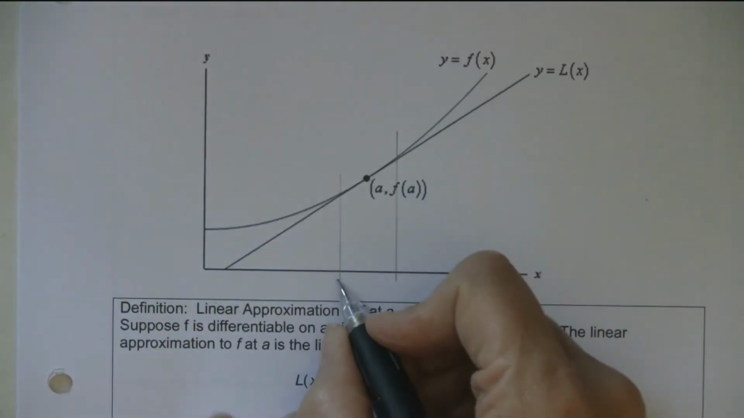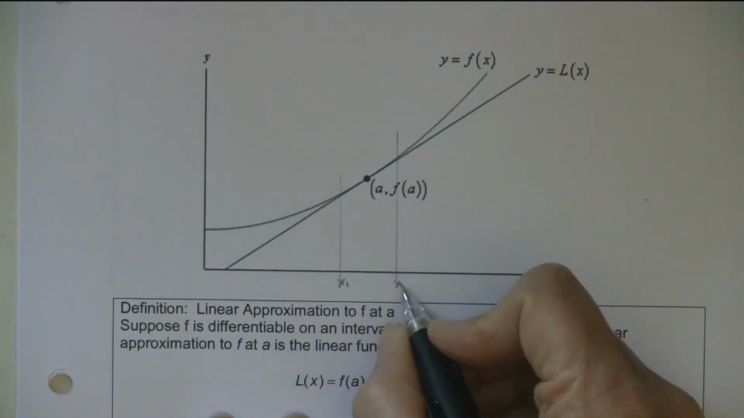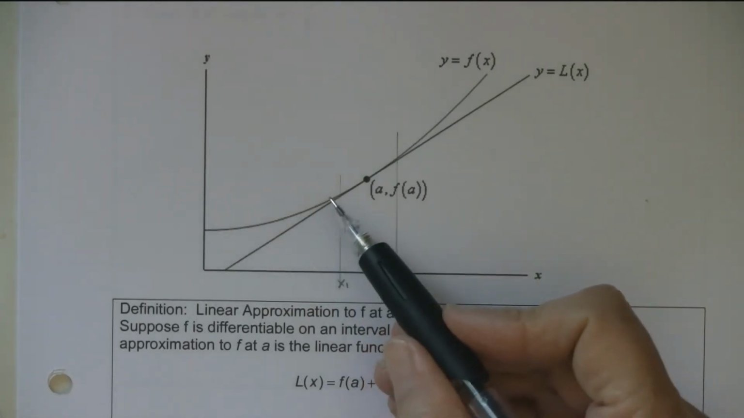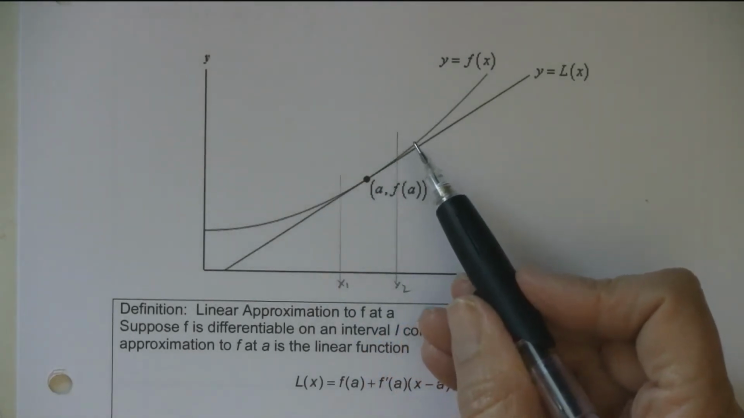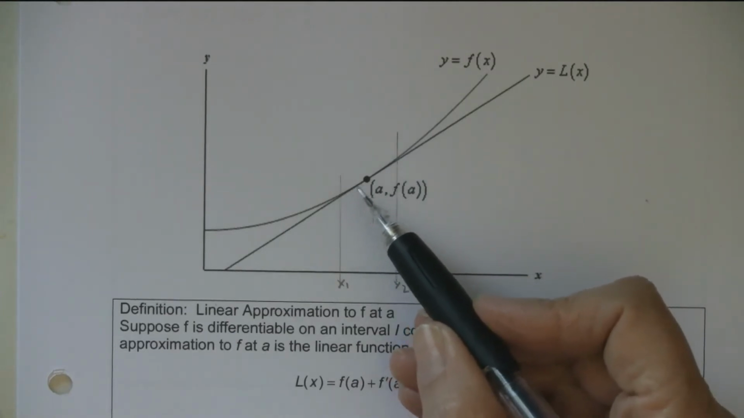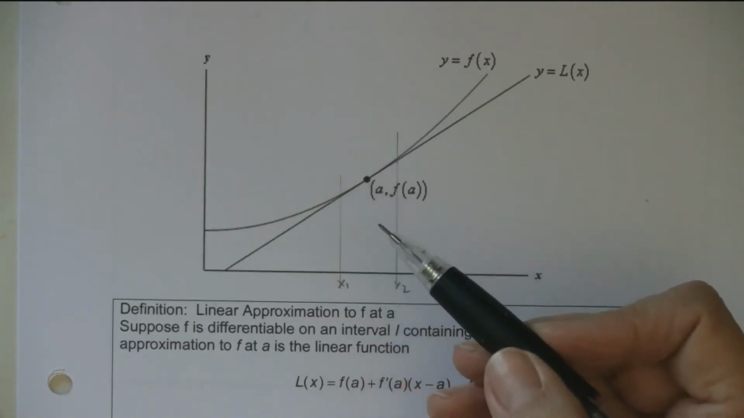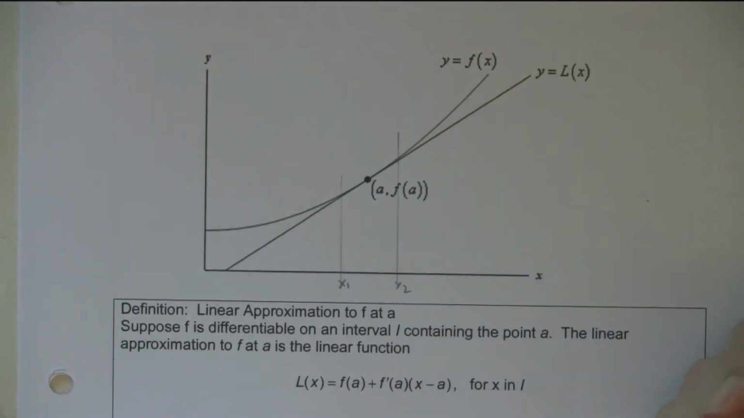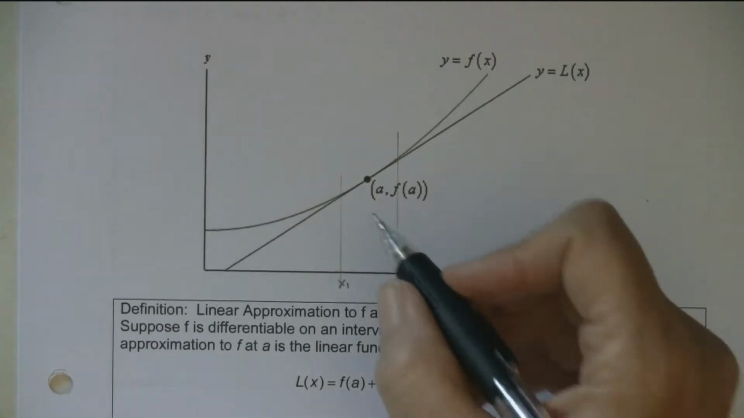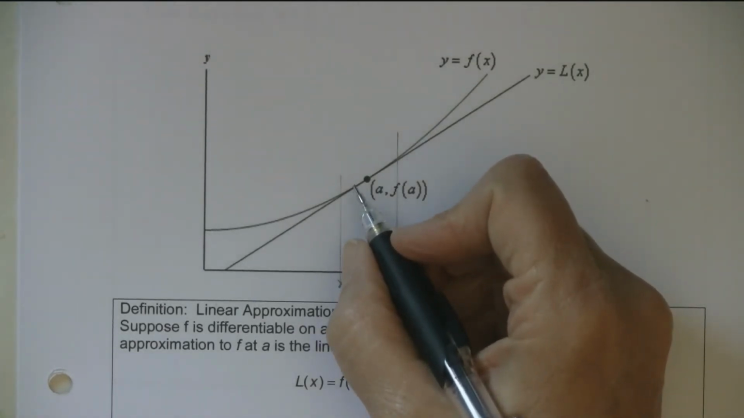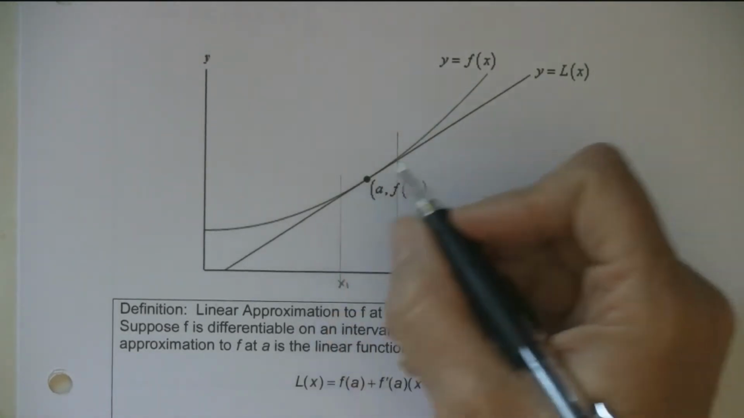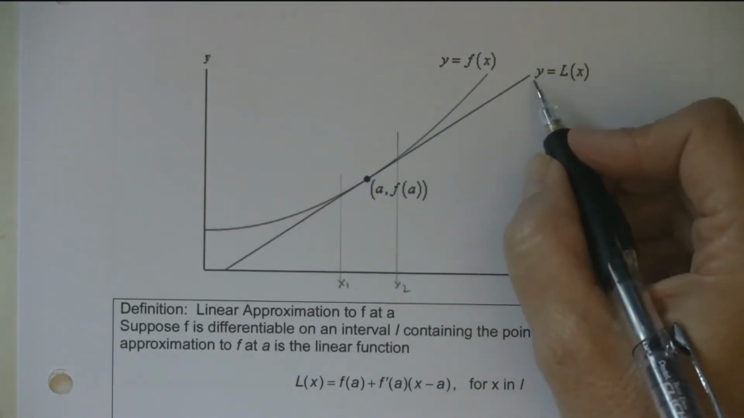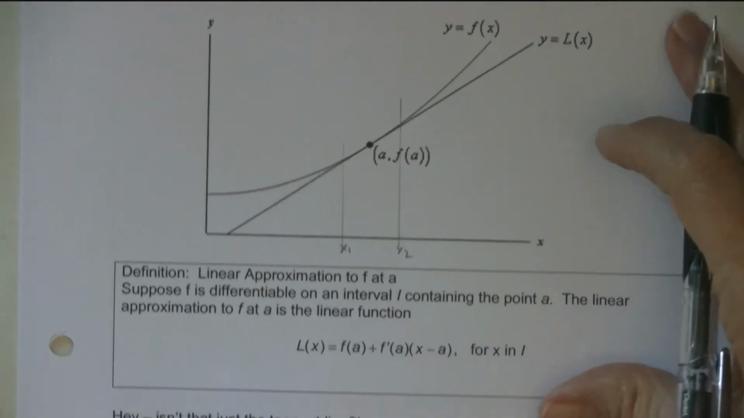And so from here, x1 to x2, if I wanted to find out the y value for the curve, the y value that goes with the tangent line would be just as good, because the tangent line and the curve are nearly the same. So if I wanted to estimate the y value on this curve, I could use the y value from the line, the L that stands for the linear approximation, the tangent line.